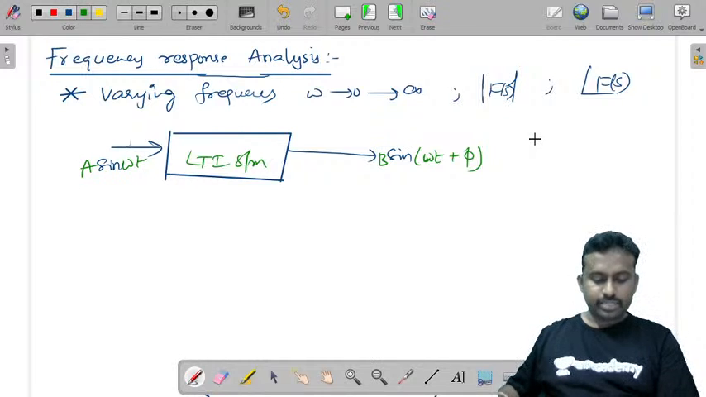Manikanta, yes sir, very good explanation. Medha Reddy, thank you, good explanation sir, thank you.